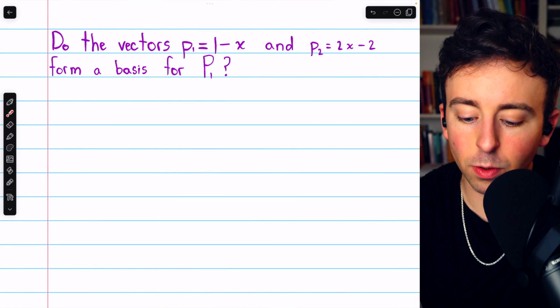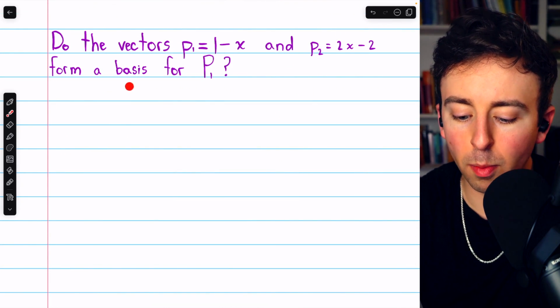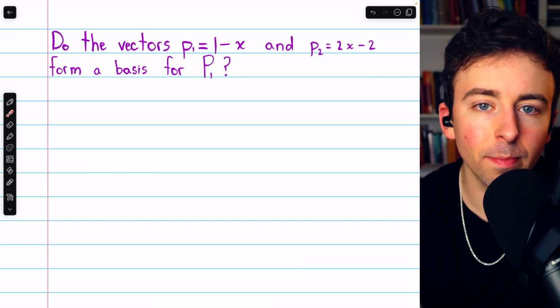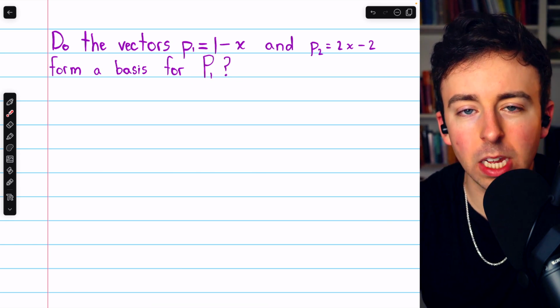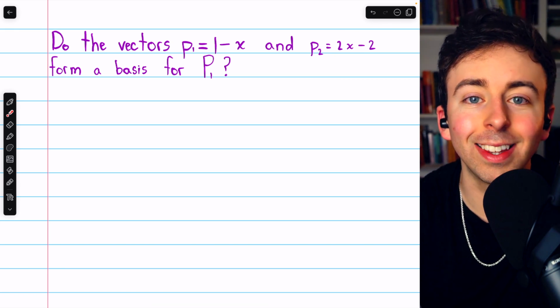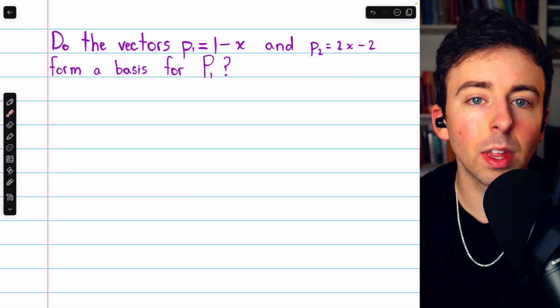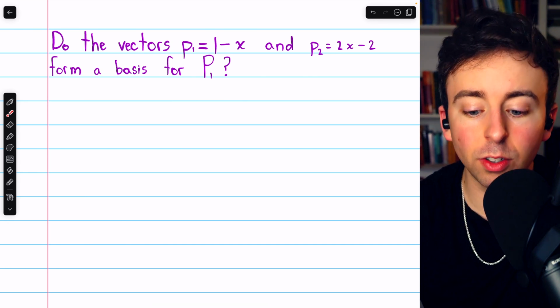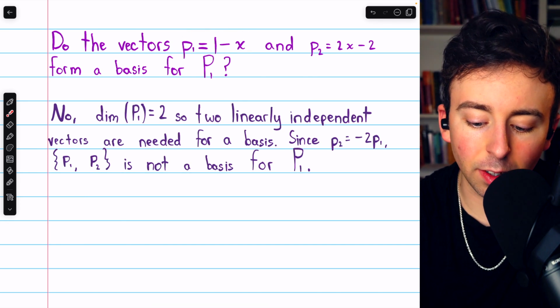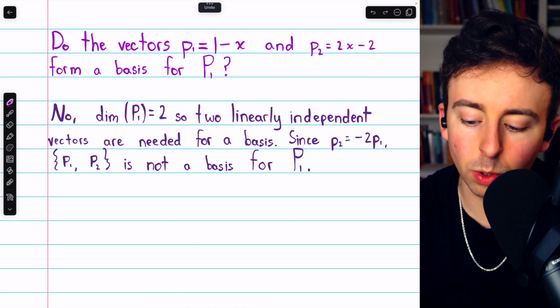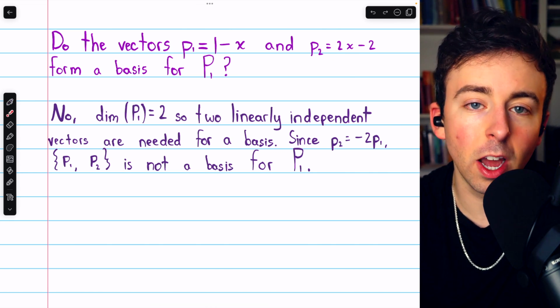One more example. Do the vectors p1 and p2 seen here form a basis for P1, the vector space of polynomials with degree at most 1? Well, the dimension of that vector space, P1, is 2, and we do have two vectors. So if these two vectors are linearly independent, then yes, together they form a basis. However, we see that they are not linearly independent because p2 is equal to -2 times p1. You can see that -2 times 1 would give us that -2, and -2 times -x would give us that plus 2x. So no, not a basis.